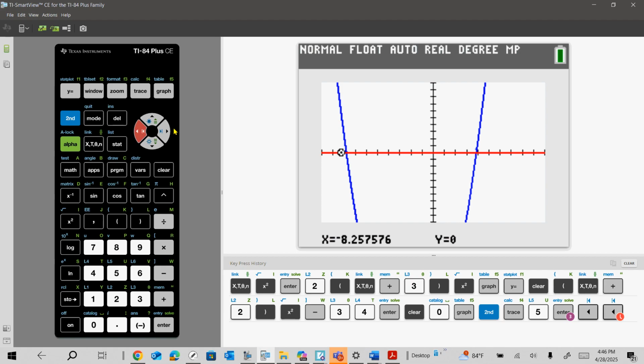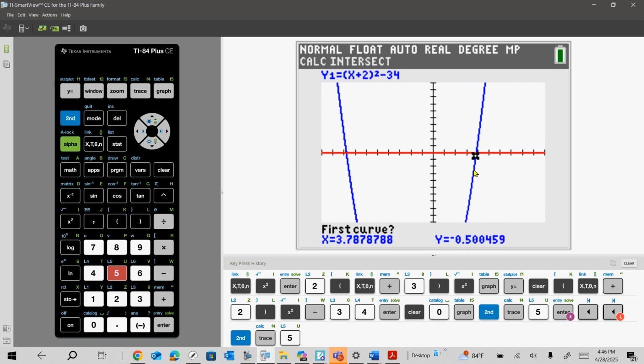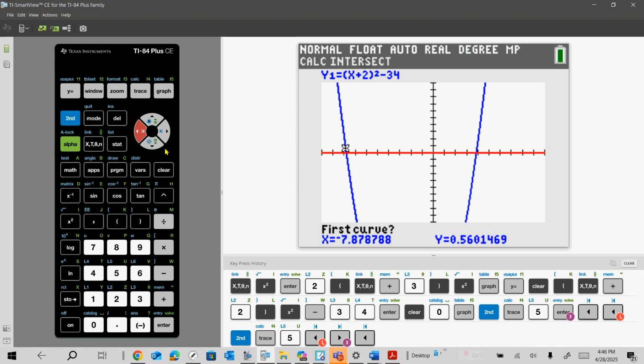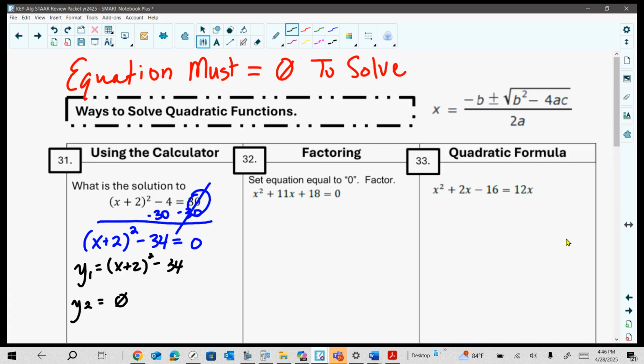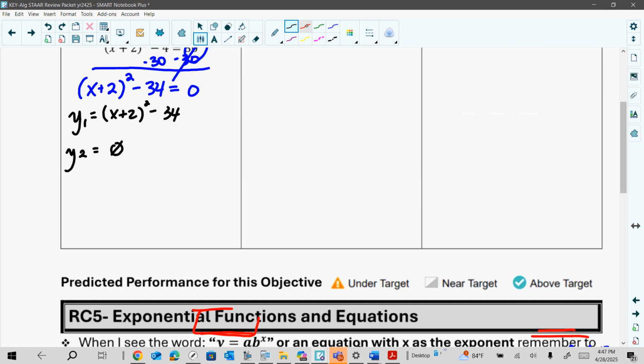So to get to the second one over here, I have to move my cursor over there. You can do this, but I don't think this is going to work because you have to be on the actual blue line. So I'm going to do second trace, 5. See, it's still over here. Now I'm going to move my cursor to the left. Oops, I went a little too far. I want to be right by the x-intercept. That's right there. And now hit enter 3 times. 1, 2, 3. And then our other solution is negative 7.83. So our solution is x equals negative 7.83 and 3.83.